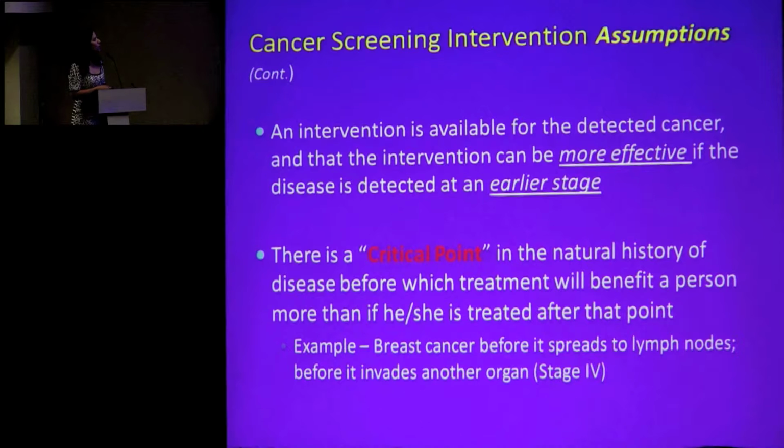That an intervention is available for the detected cancer, and that the intervention can be more effective if the disease is detected at an earlier stage, is another assumption of cancer screening. And we have to highlight that there is a critical point in the natural history of disease before which treatment will benefit a person more than if he or she is treated after that point. And it is at that critical point that we want to be able to identify this individual through screening. For example, in breast cancer, it is better to identify a person before this cancer spreads to the lymph nodes or before this cancer invades other organs.